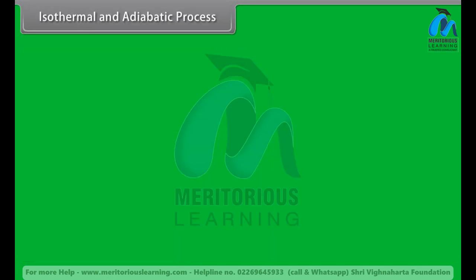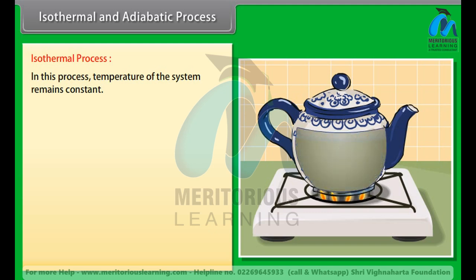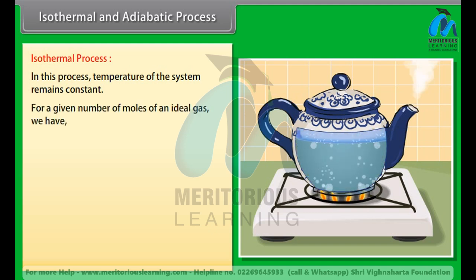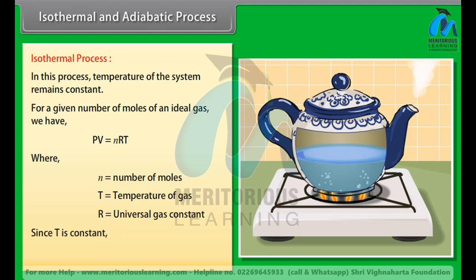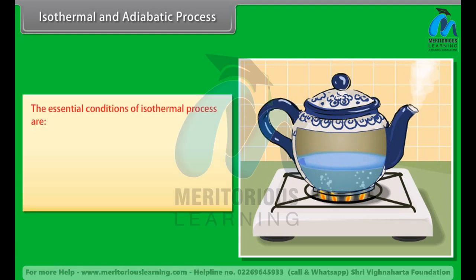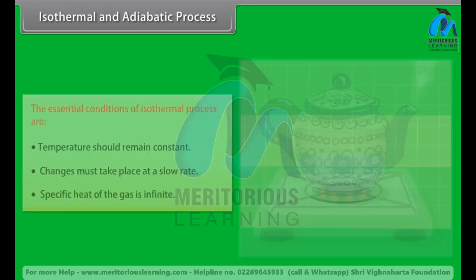Isothermal and adiabatic process. Isothermal process. In this process, temperature of the system remains constant. For a given number of moles of an ideal gas, we have PV = nRT, where n is the number of moles, T is the temperature of the gas, and R is the universal gas constant. Since T is constant, therefore PV is also constant. The essential conditions of isothermal process are: temperature should remain constant, changes must take place at a slow rate, and specific heat of the gas is infinite.